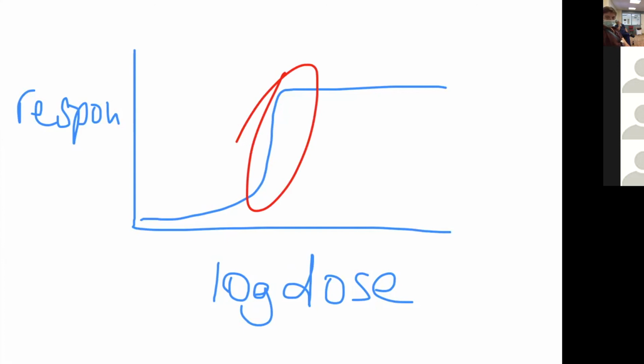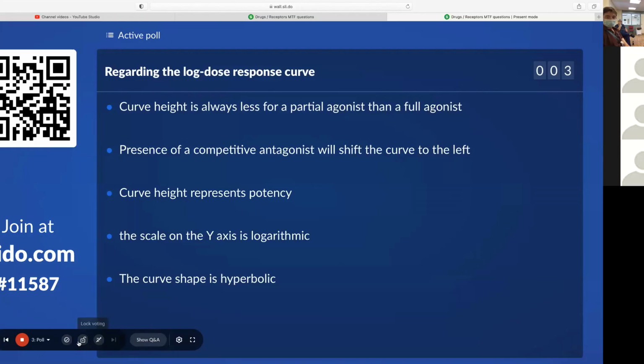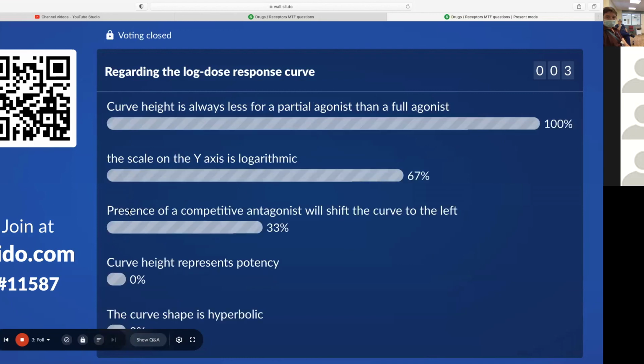Cool. So let's go back to my screen. Curve height is always less for a partial agonist than for a full agonist, we decided is true. The scale on the y-axis is logarithmic. False, the scale on the x-axis is. Exactly, yeah. It's things like that they're trying to catch you out on.